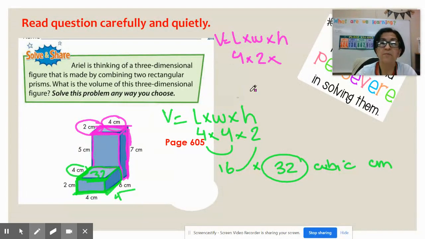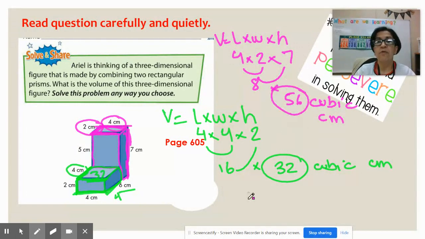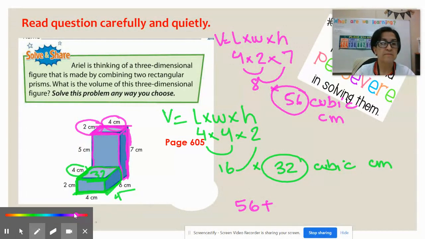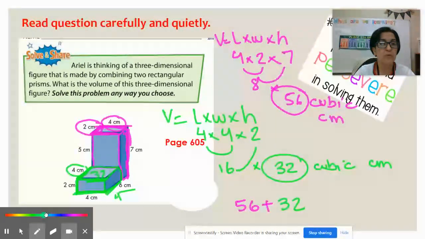This is the whole height of the box in the back. So 4 times 2 is 8. And 8 times 7 is 56 cubic centimeters. Okay, so now you have to combine the 56 plus the 32, and that will be your total answer.